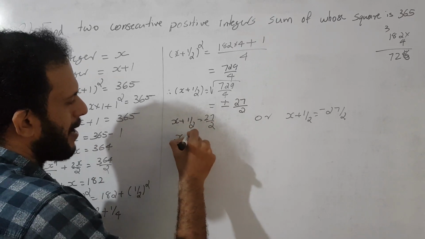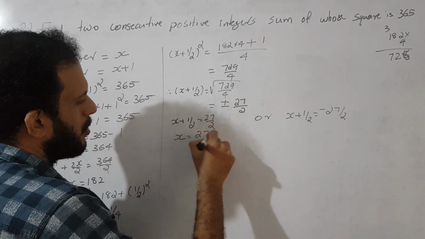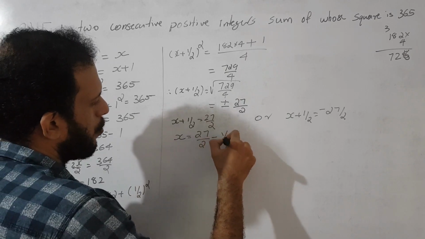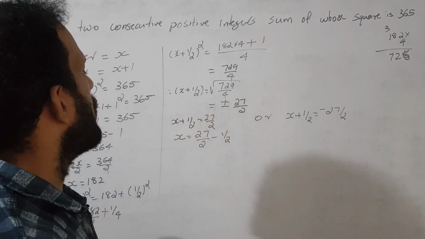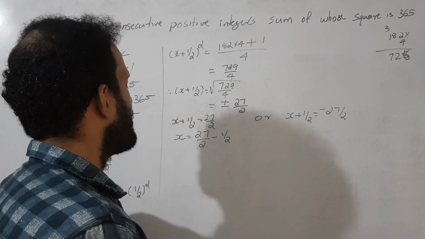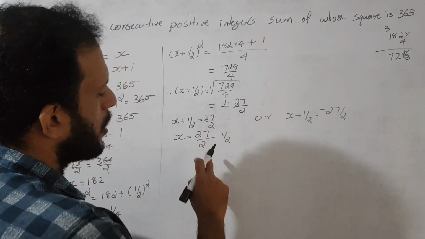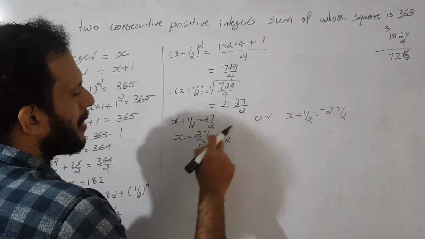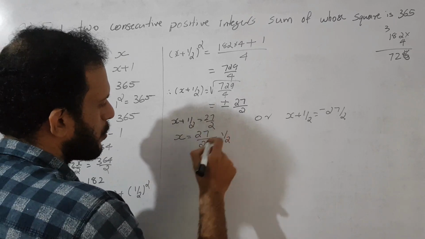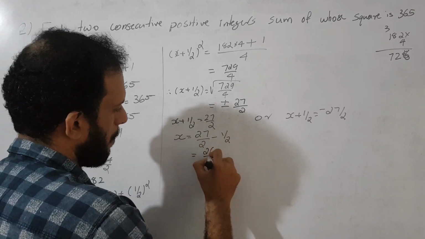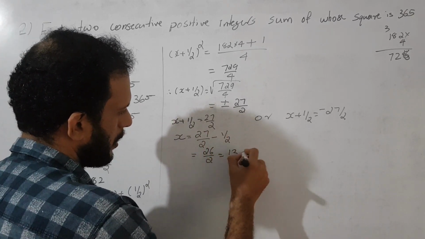If x plus 1 by 2 is 27 by 2, what is the value of x? X is equal to 27 by 2 minus 1 by 2. The denominator is the same, so we subtract the numerators. 27 minus 1, 26 by 2, is equal to 13.